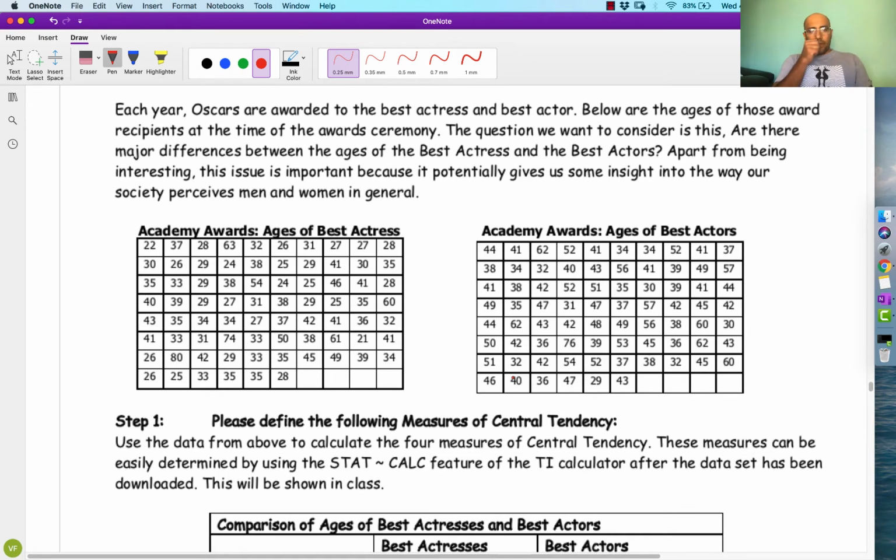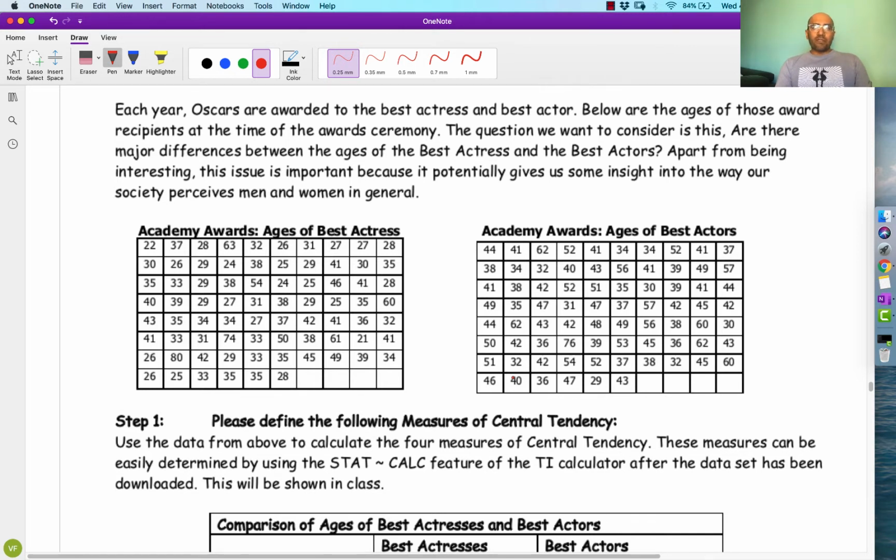Okay, so here's an example. Each year, Oscars are awarded to the best actress and best actor. Below are the ages of those award recipients at the time of the award ceremony.